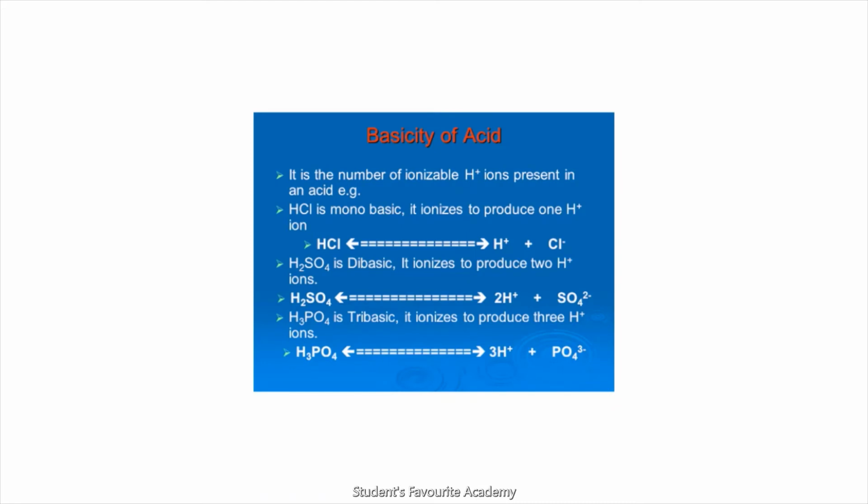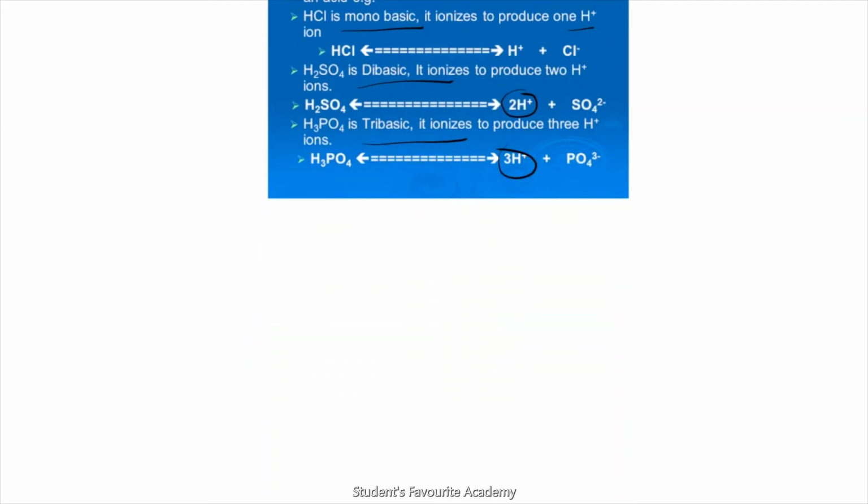So we have already learned basicity of acid. Let me revise once again. Basicity of acid is the number of hydrogen ions present in the acid. So HCl is monobasic. It ionizes producing 1 H plus ion, and this 1 H plus ion again forms 1 hydronium ion. Now H2SO4 is dibasic because it produces 2 hydrogen ions, which in turn generate 2 hydronium ions. And H3PO4 phosphoric acid is tribasic because each molecule produces 3 hydrogen ions and thereby generates 3 hydronium ions.